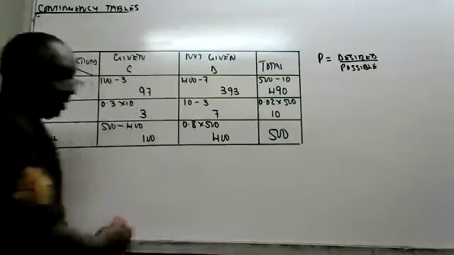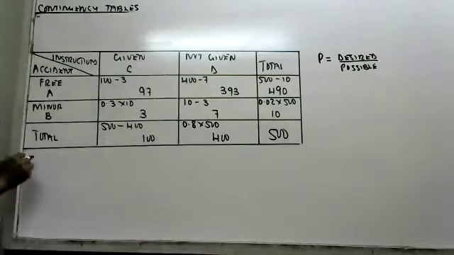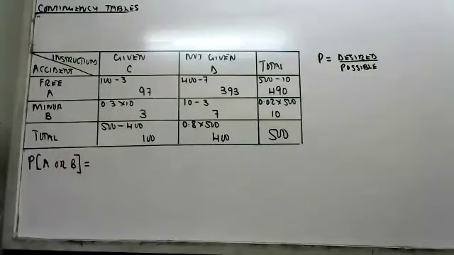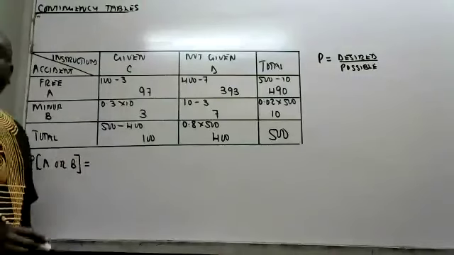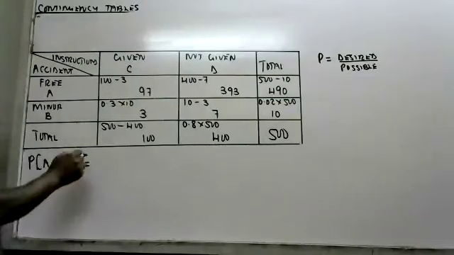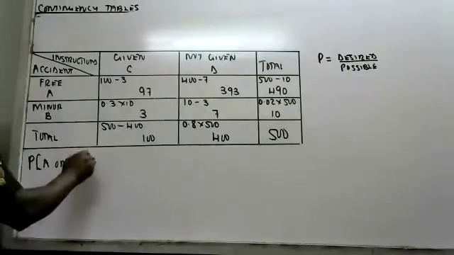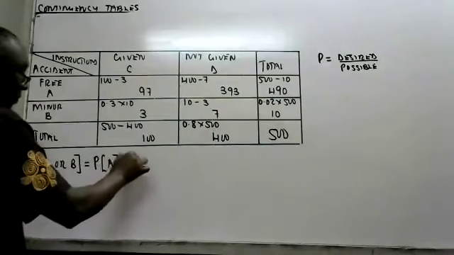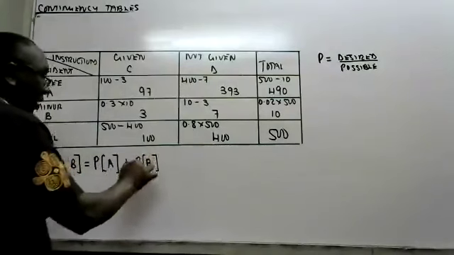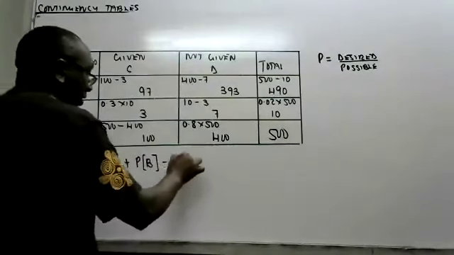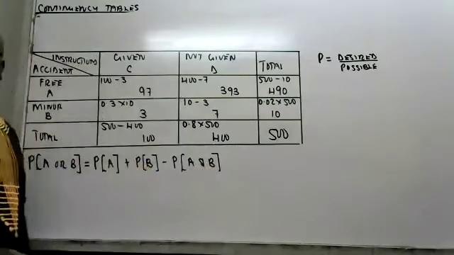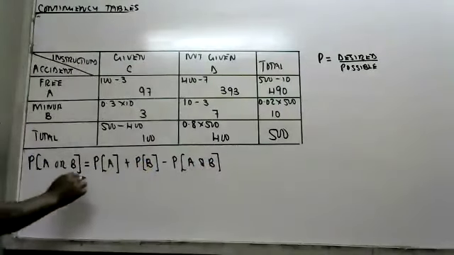The other thing is, if we are told to get probability of A or B, going by the rule that we gave, the initial rule, this one opens up as probability of A plus probability of B, minus probability of A and B.